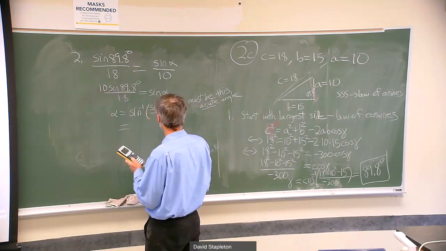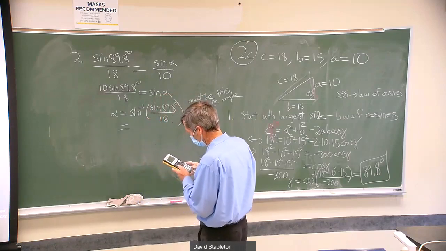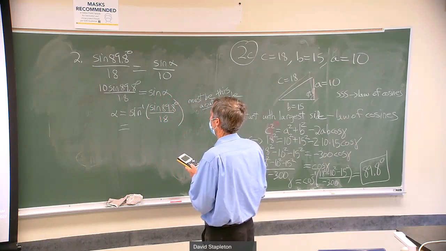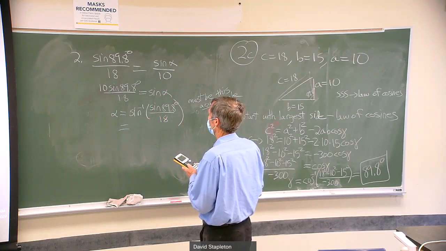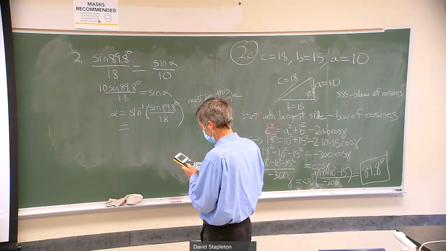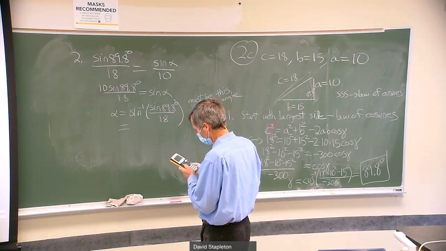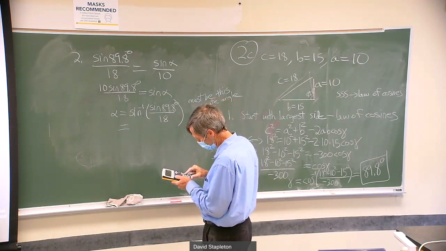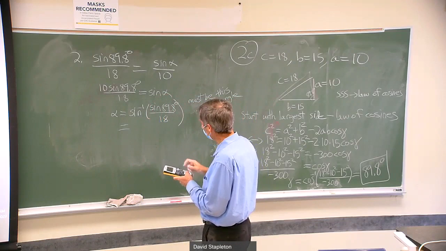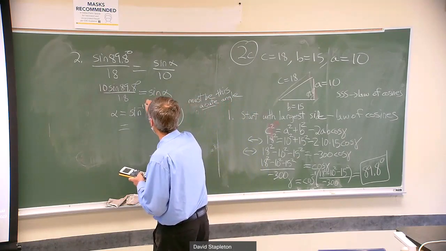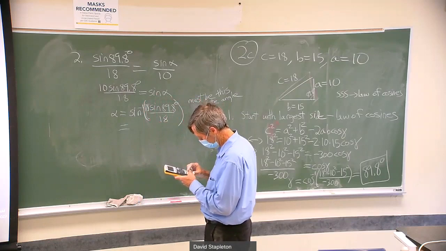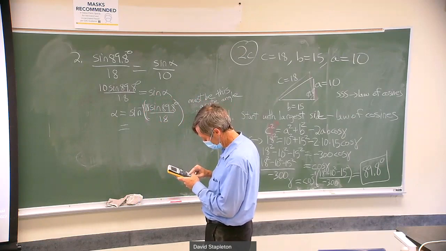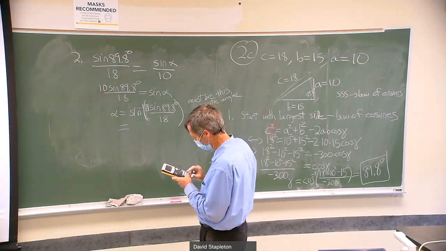Again, the triangle doesn't look like that. So what do we do? Oh, I forgot my 10. That's what I did. See, that's how you catch it. You look at the triangle and you catch it. Okay, let's try again. Arc sine 10 sine 89.8 divided by 18. Now I get 33.7.